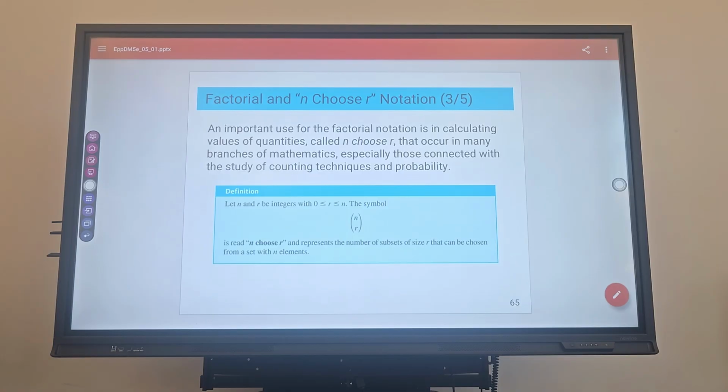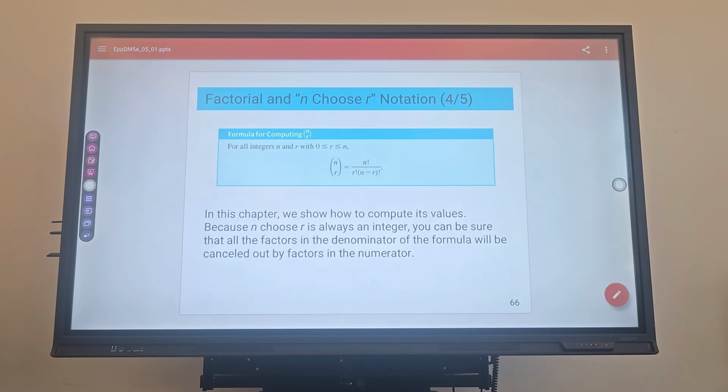An important use for factorial notation is in calculating values of quantities called n choose r that occur in many branches of mathematics, especially those connected with the study of counting techniques and probability, which we get into in Chapter 9. Let n and r be integers, with r less than or equal to n, but greater than or equal to 0. The symbol here is read n choose r and represents the number of subsets of size r that can be chosen from a set with n elements.